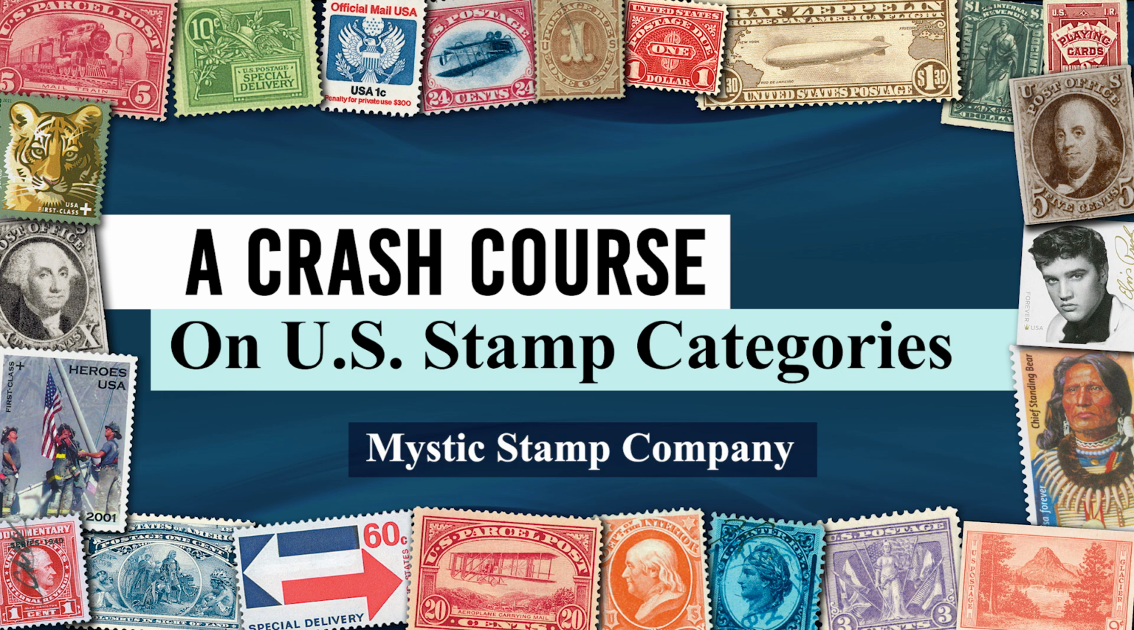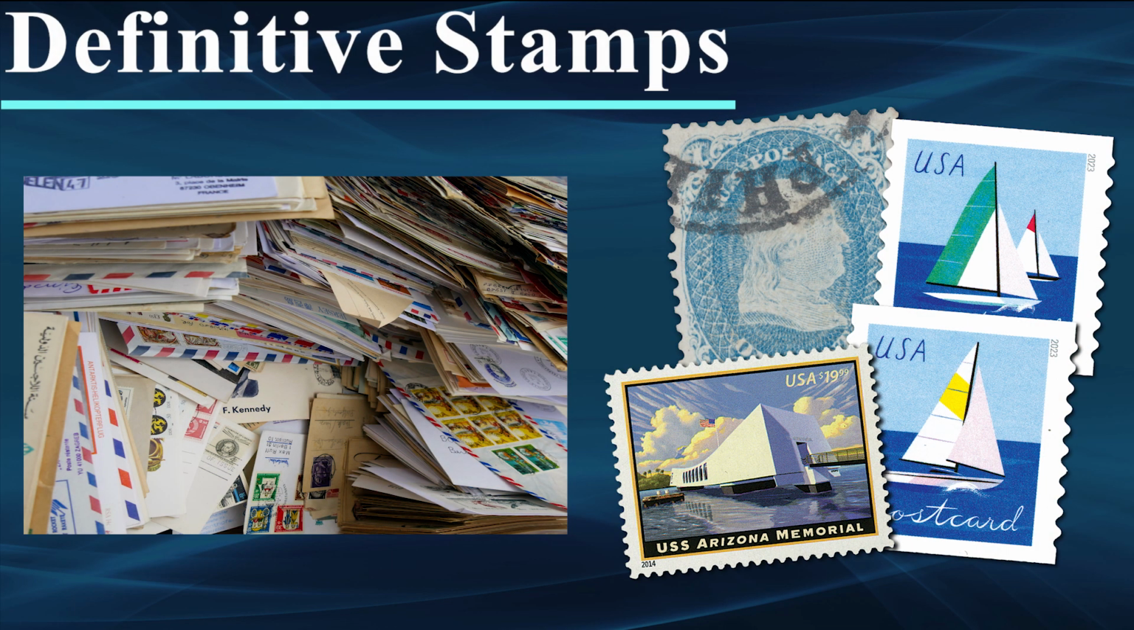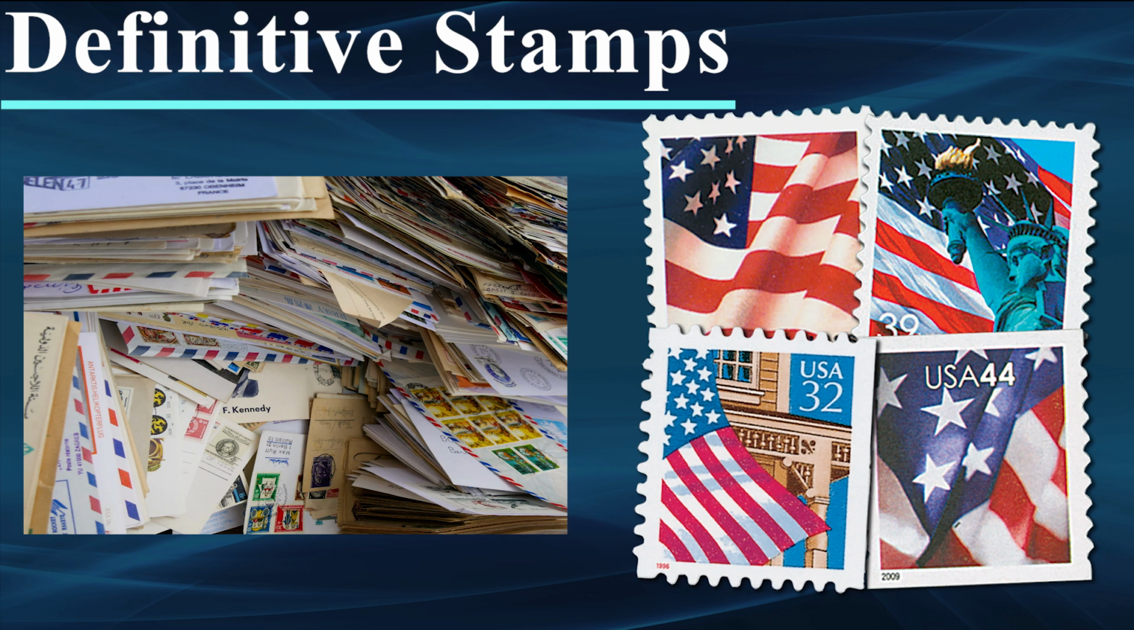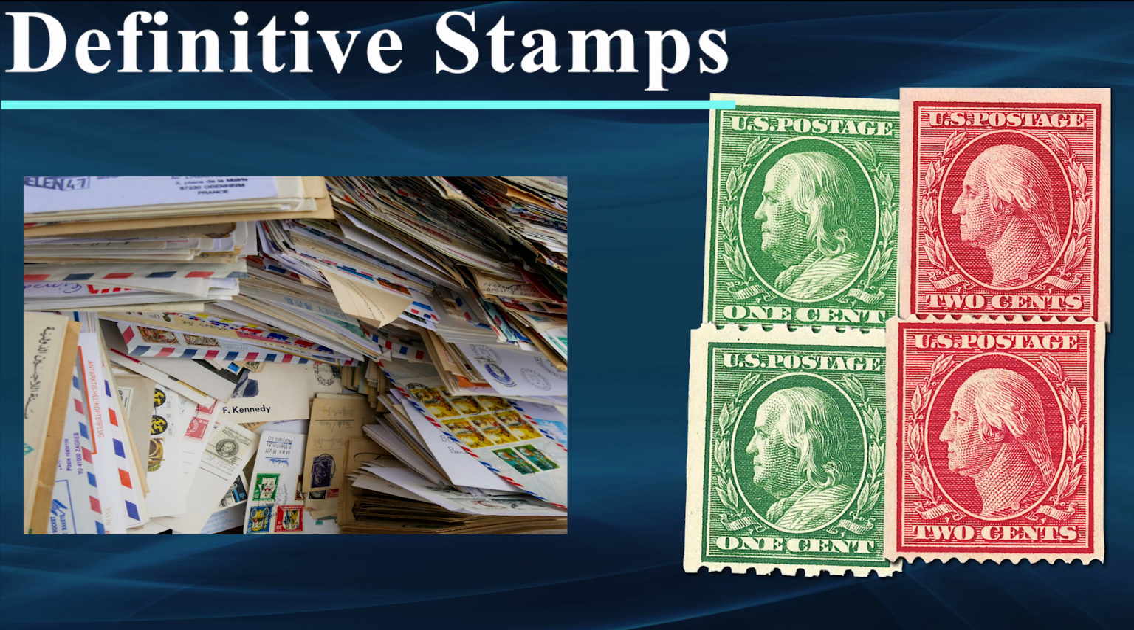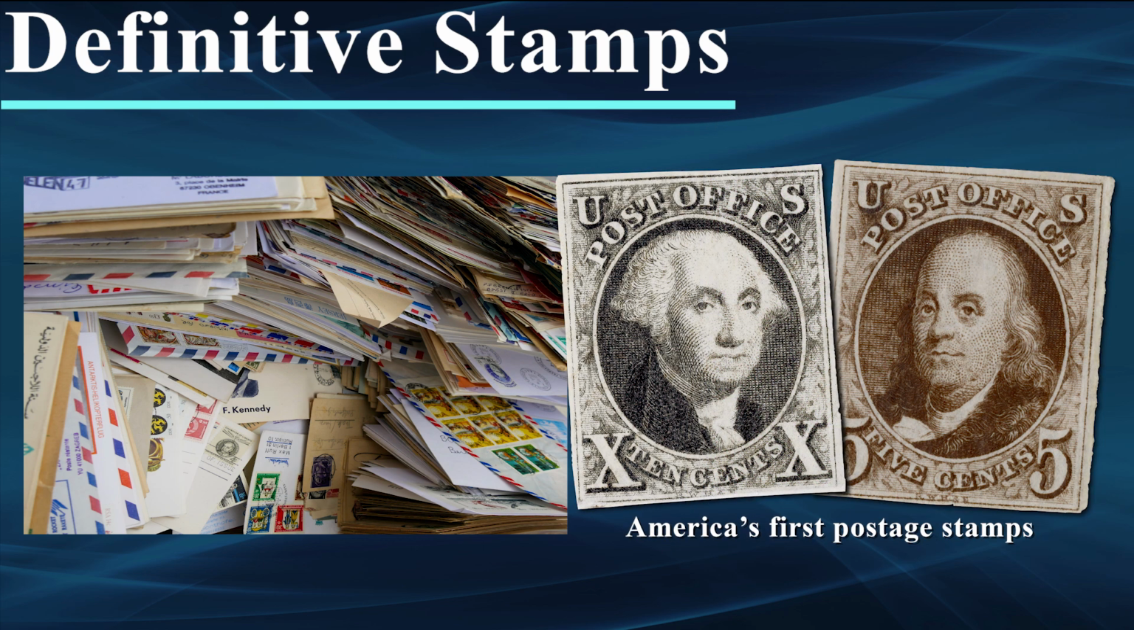Today I'll be giving you a crash course on 10 different U.S. stamp categories. We'll start with definitives, the workhorses of the postal system. Also known as regular issues, these stamps pay postage on everyday mail and come in a wide range of denominations. A single design is often used for long periods of time. The first two U.S. postage stamps were definitives.